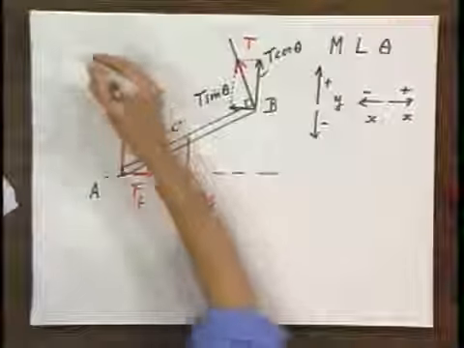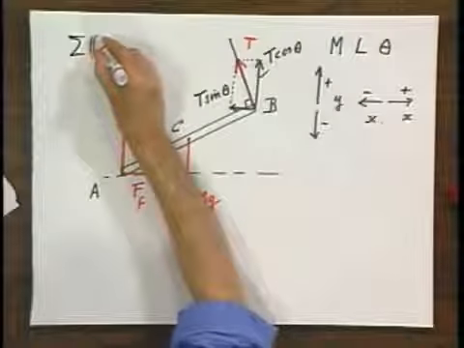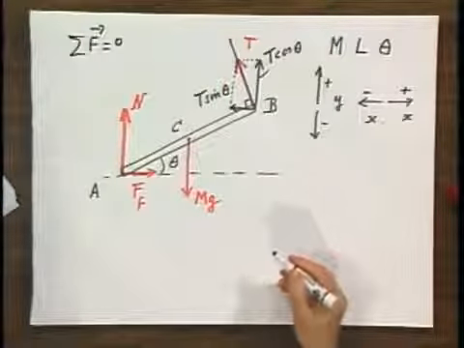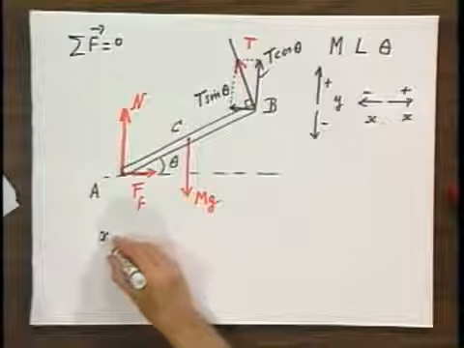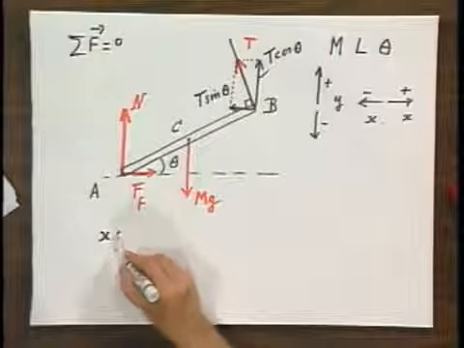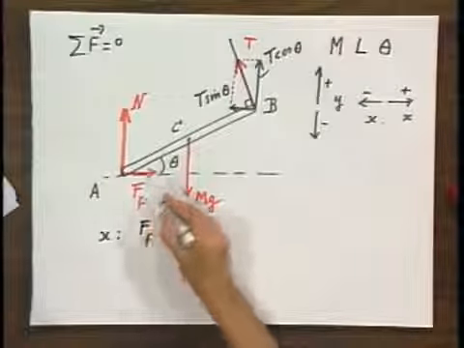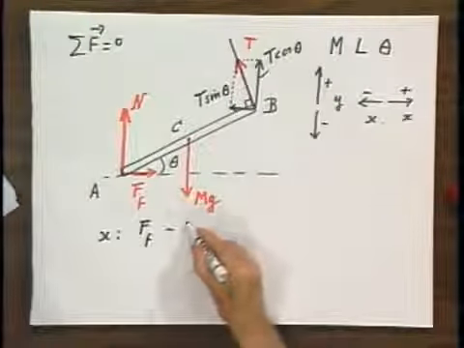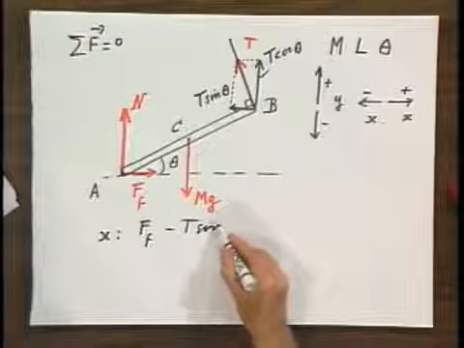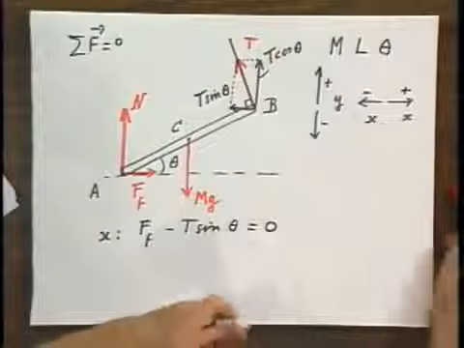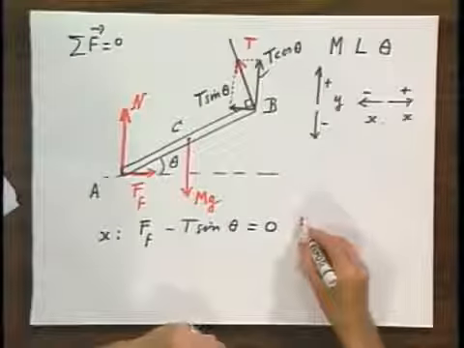The sum of all forces has to be zero. First we take the x direction. F of f is in the positive direction, and T sine theta in the minus direction. This equals 0, and I call that equation 1.